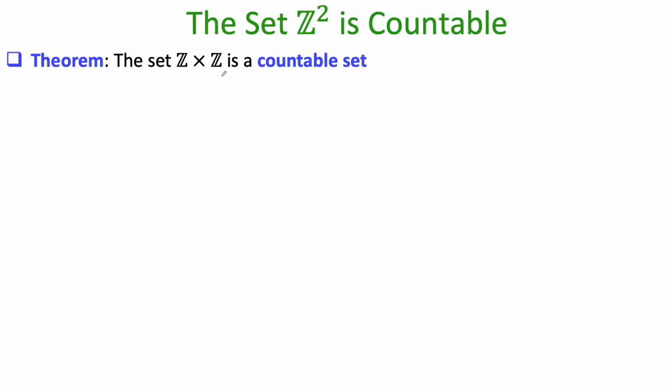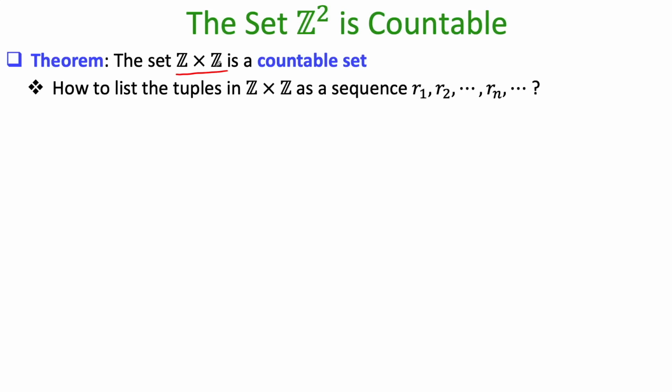You have many more elements in the Cartesian product of the set of integers compared to the set of integers itself, because the Cartesian product consists of all ordered pairs of the form (i, j), where i can be any integer and j can be any integer. But what this theorem says is that the number of elements in the set Z cross Z is the same as the number of elements in the set of positive integers. So we are going to prove that.